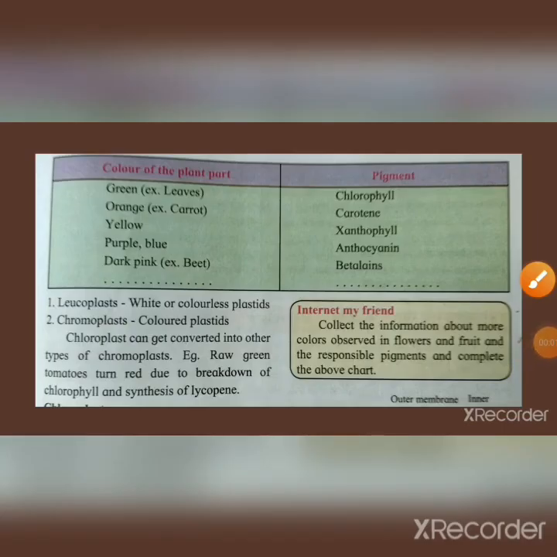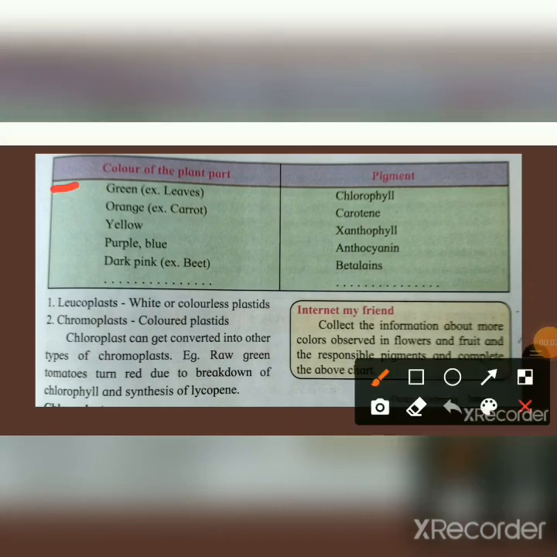Now we'll see the table. It shows the color of plant parts and pigments. Green, for example leaves: chlorophyll. Orange, for example carrot: carotene. Yellow: xanthophyll. Purple or blue: anthocyanin, and dark pink, for example beet: betalain.